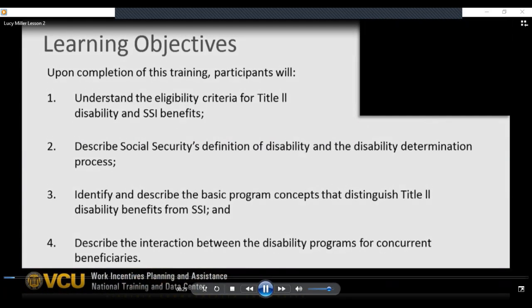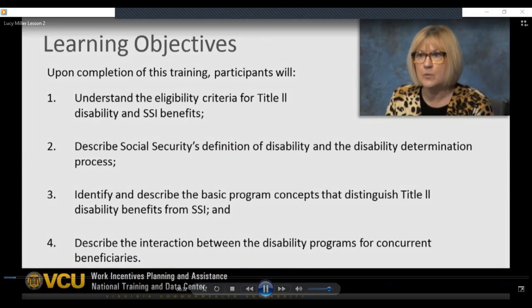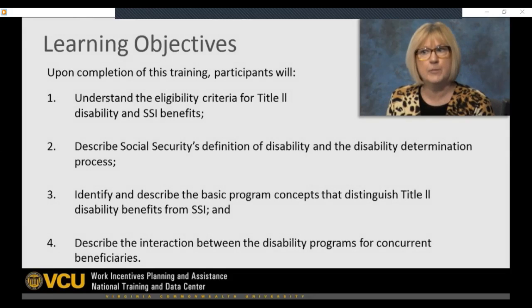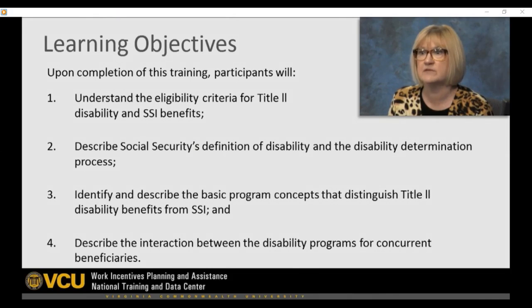So what are our objectives in the next hour? Hopefully, by the time we finish with this hour, those of you watching will understand the basic eligibility criteria for both Title II disability benefits and SSI benefits. And that's the beginning of a separation of those two that will carry throughout the rest of these lessons. There are 2 very different programs.